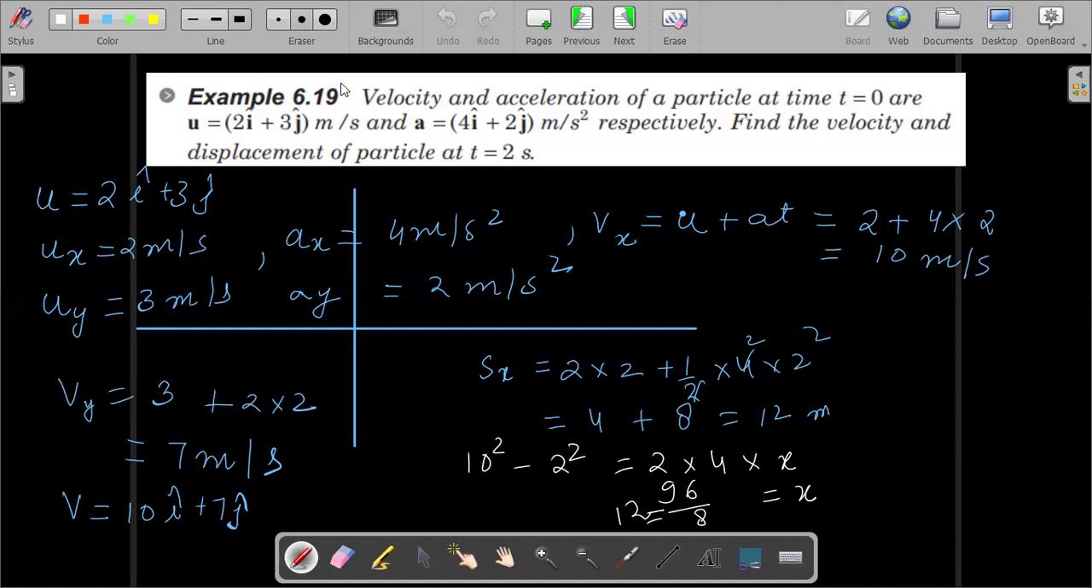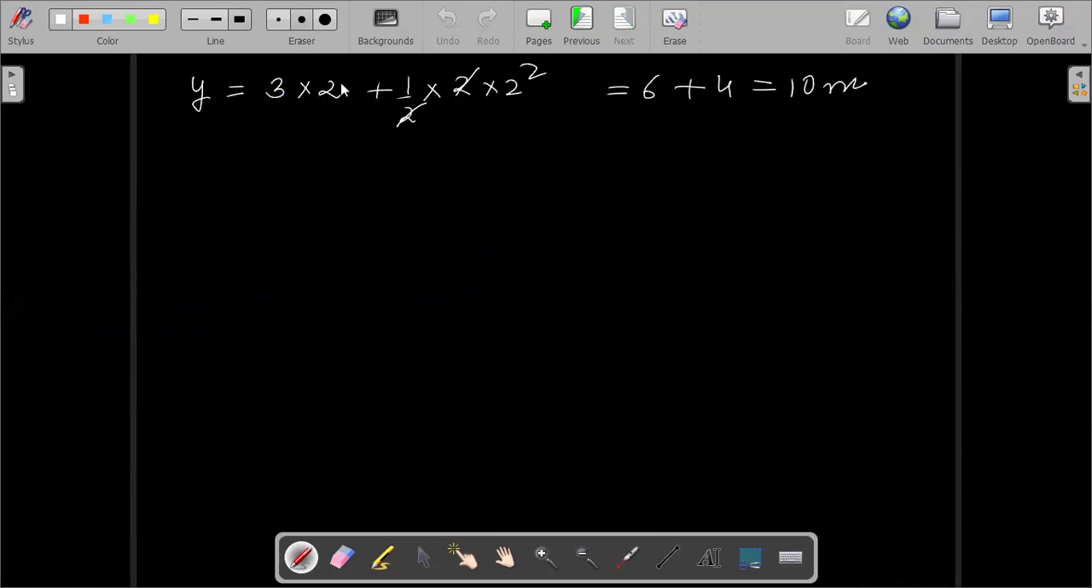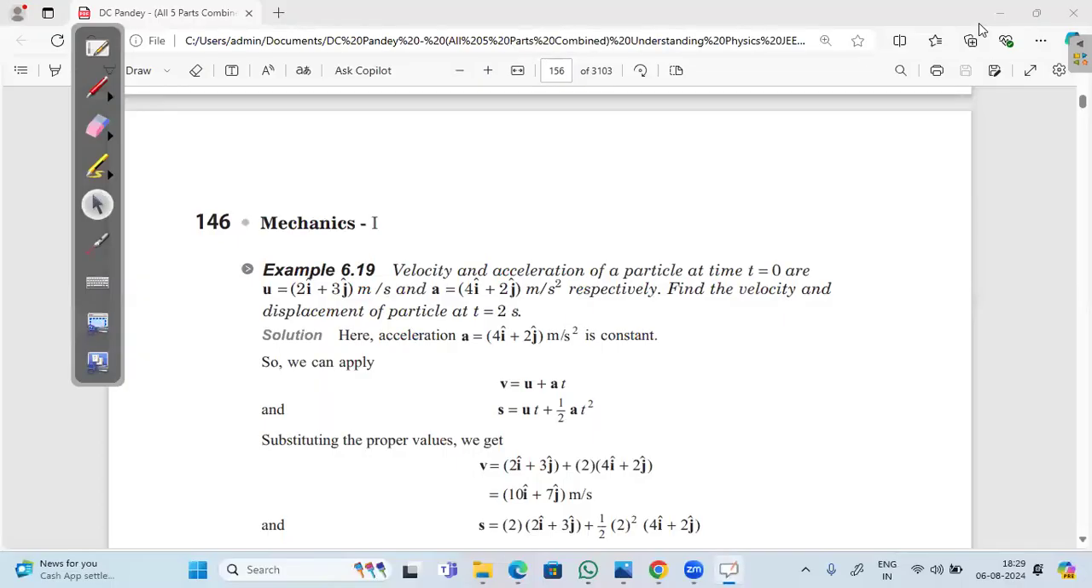Sir, done, sir. I got it, sir. Okay, so see what works here, that all the components work separately. Now if you want to write the direction, you can write the direction also. If you want the component form, you can write it in the form of component also.